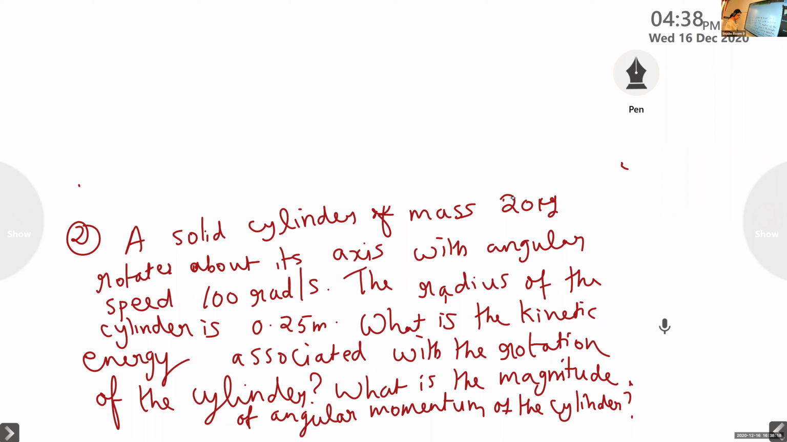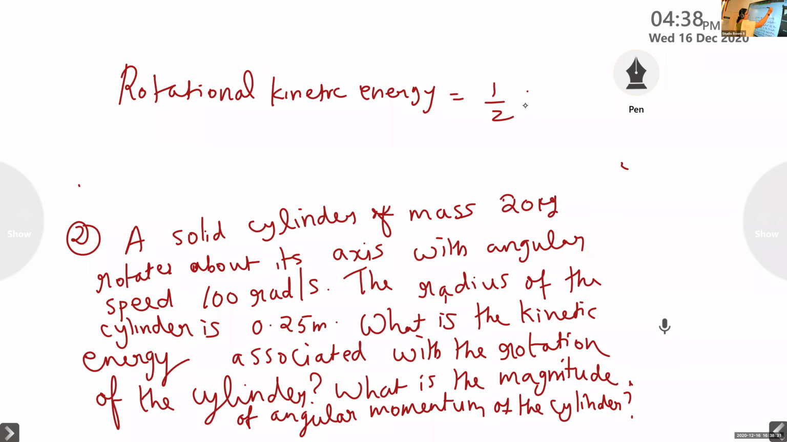So we can write, therefore, rotational kinetic energy, which we have learned in the morning session, is half I omega square. Already angular velocity you know. What you don't know is moment of inertia. For that you have to learn the equation of solid cylinder.